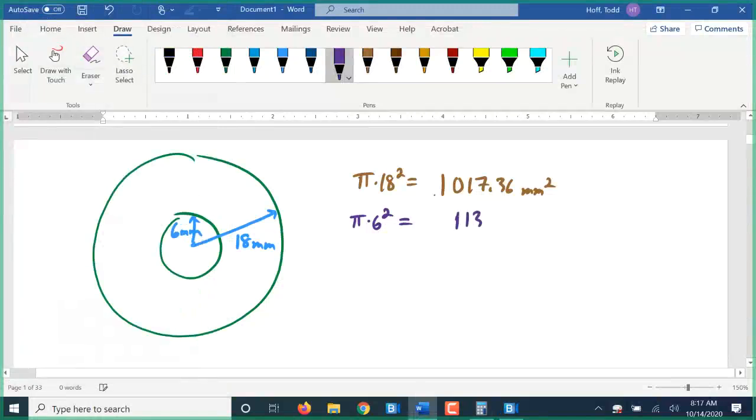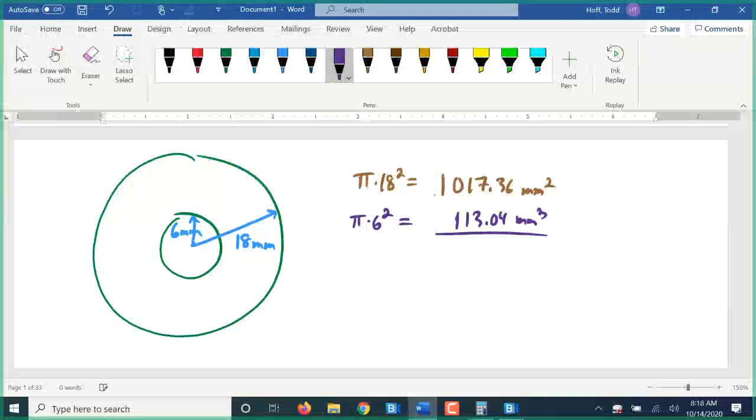113.04 millimeters squared. And we subtract, get a difference of 904.32 millimeters squared is our area.